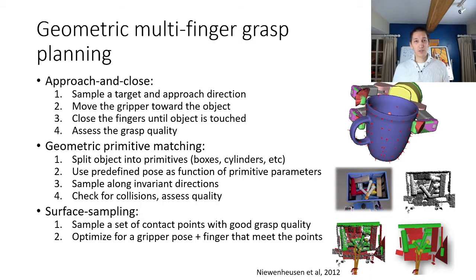Finally, surface sampling starts by picking contact points on the object, and then it tries to find a pose that will actually meet those contact points. It tries to make sure that the contact points that you've chosen yield a good grasp to begin with.